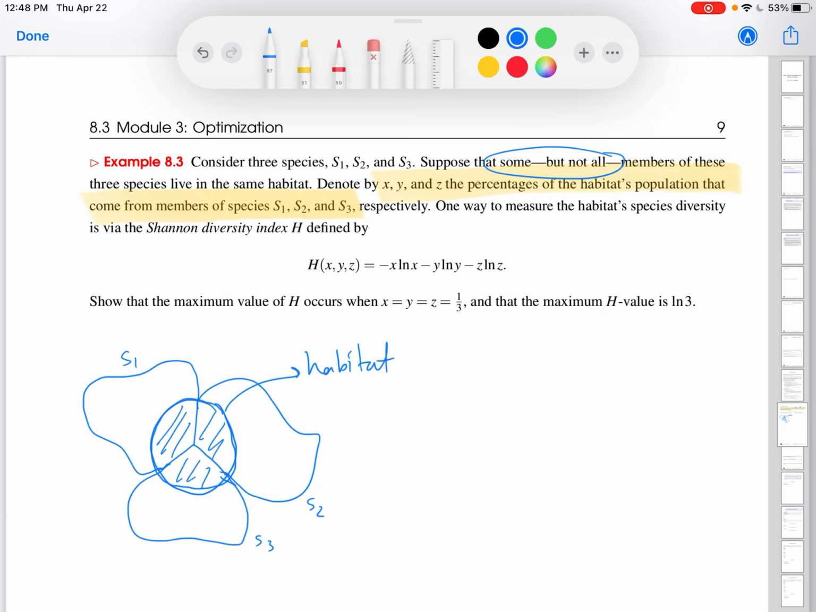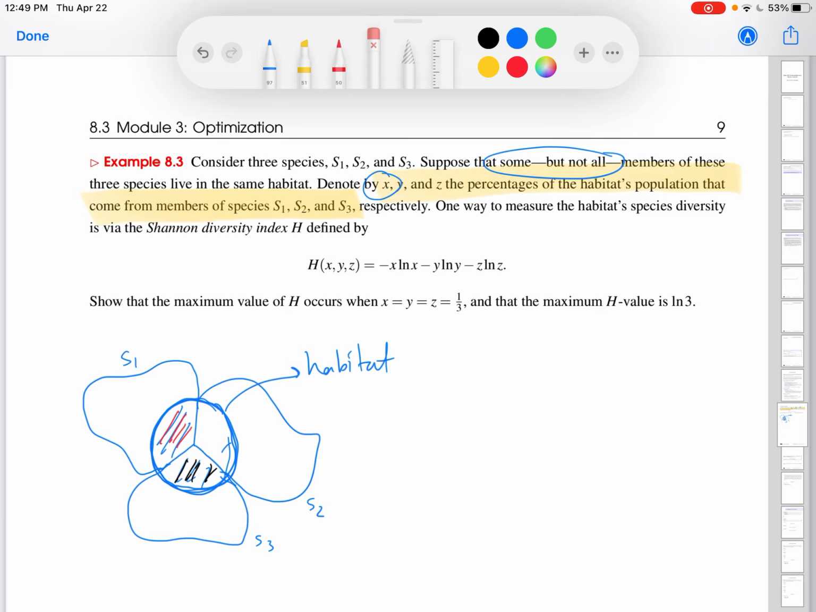Or you could say, I'm going to look at the habitat. It's got a bunch of species in here. It's got these, and then it's got these. So what proportion of the entire habitat is these species, right? This little blue slice here. And what the problem is telling me now is that we're going to call that proportion as a percentage X.